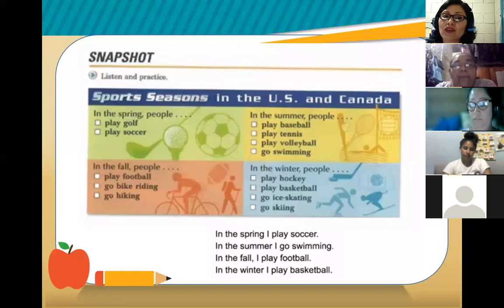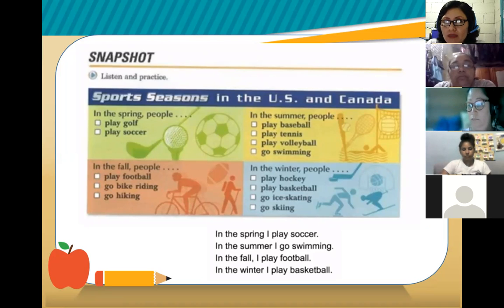So it says snapshot, right? Listen and practice. There you have some sports seasons in the US and Canada. As you know, in El Salvador, we do not have winter like the ones they have over there in the United States with snow and everything. We do not have that type of weather here in El Salvador, right? So we have four different seasons in the States and Canada. And I don't know if you remember, in basic one you studied a lesson on seasons in the United States and Canada. So here they are just mentioning the seasons one more time, but relating them to some sports people play there.